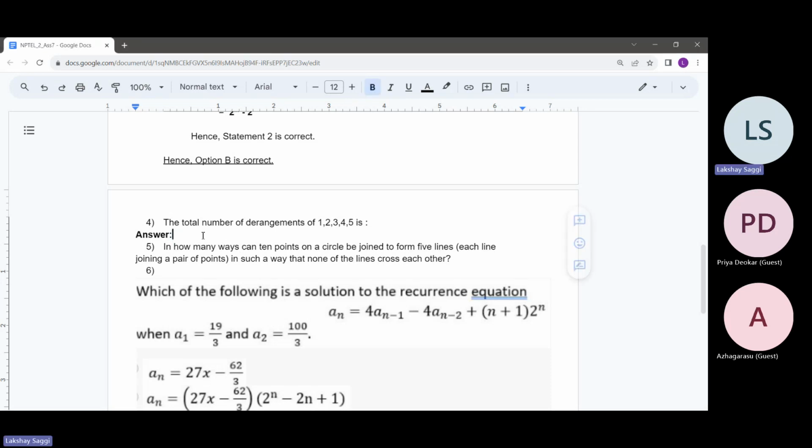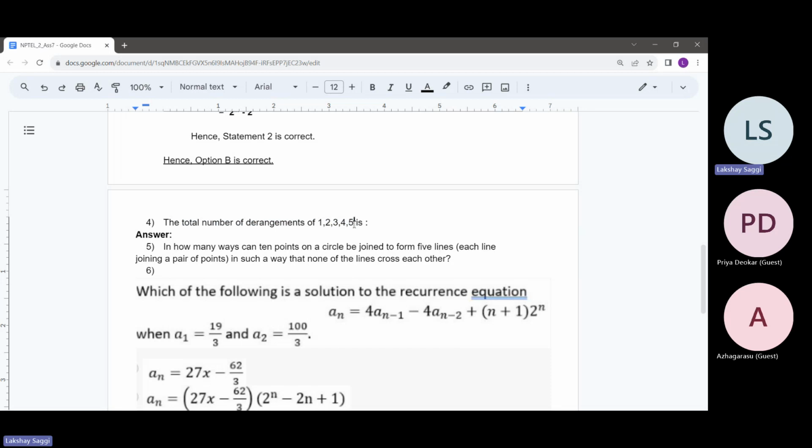Hi. Sorry for that. Let's get started again. We were now discussing the fourth question. The fourth question is saying that we need to find the total number of derangements of 1, 2, 3, 4, 5.